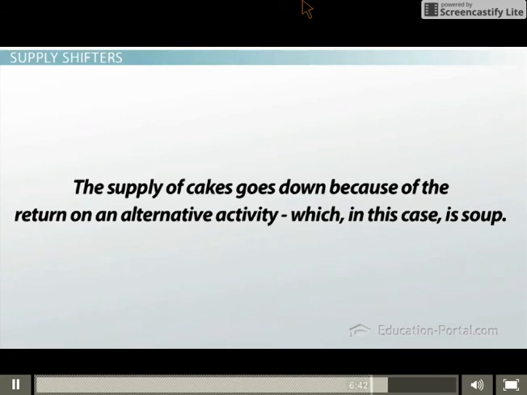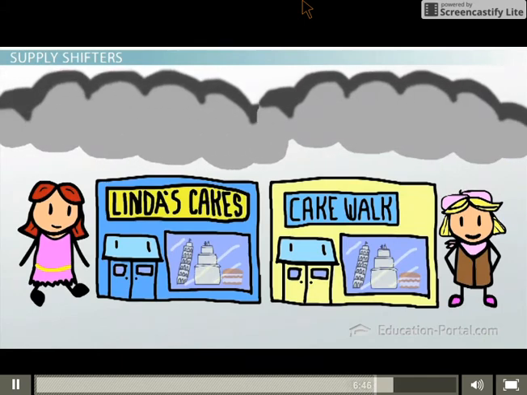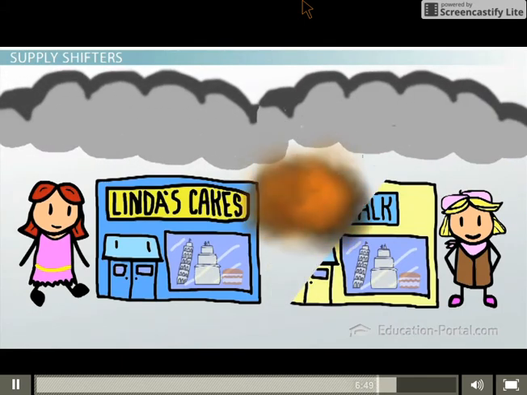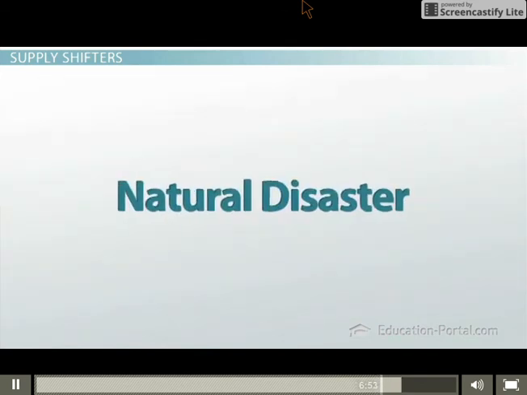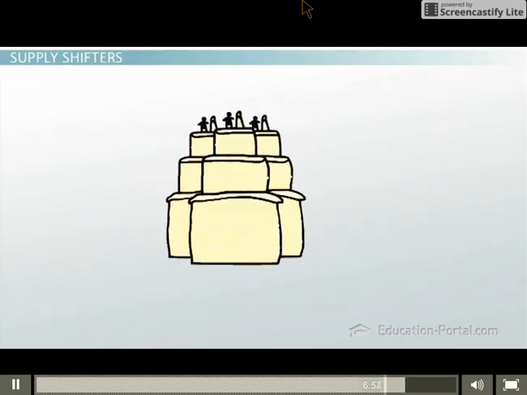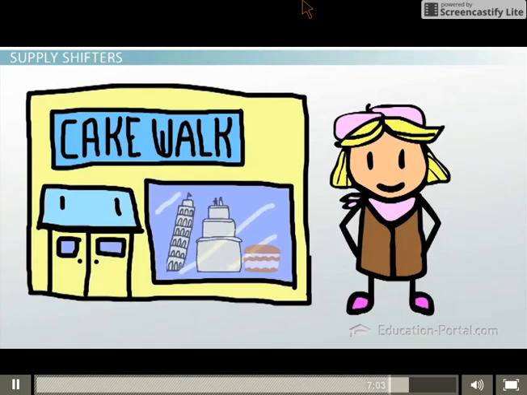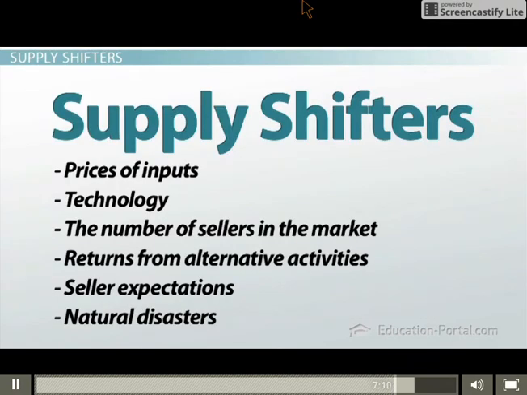2 months later, let's say, a major storm comes through town and destroys half of Mandy's cake ovens and equipment. What a terrible thing. This natural disaster decreases her ability to produce cakes, which will decrease the supply of cakes in the market, at least until Mandy can get back on track. Thankfully, Mandy had a great insurance policy that covered her business, so she's up and running again within 3 months. And you can begin to see now how each one of these things will affect and shift the supply curve.